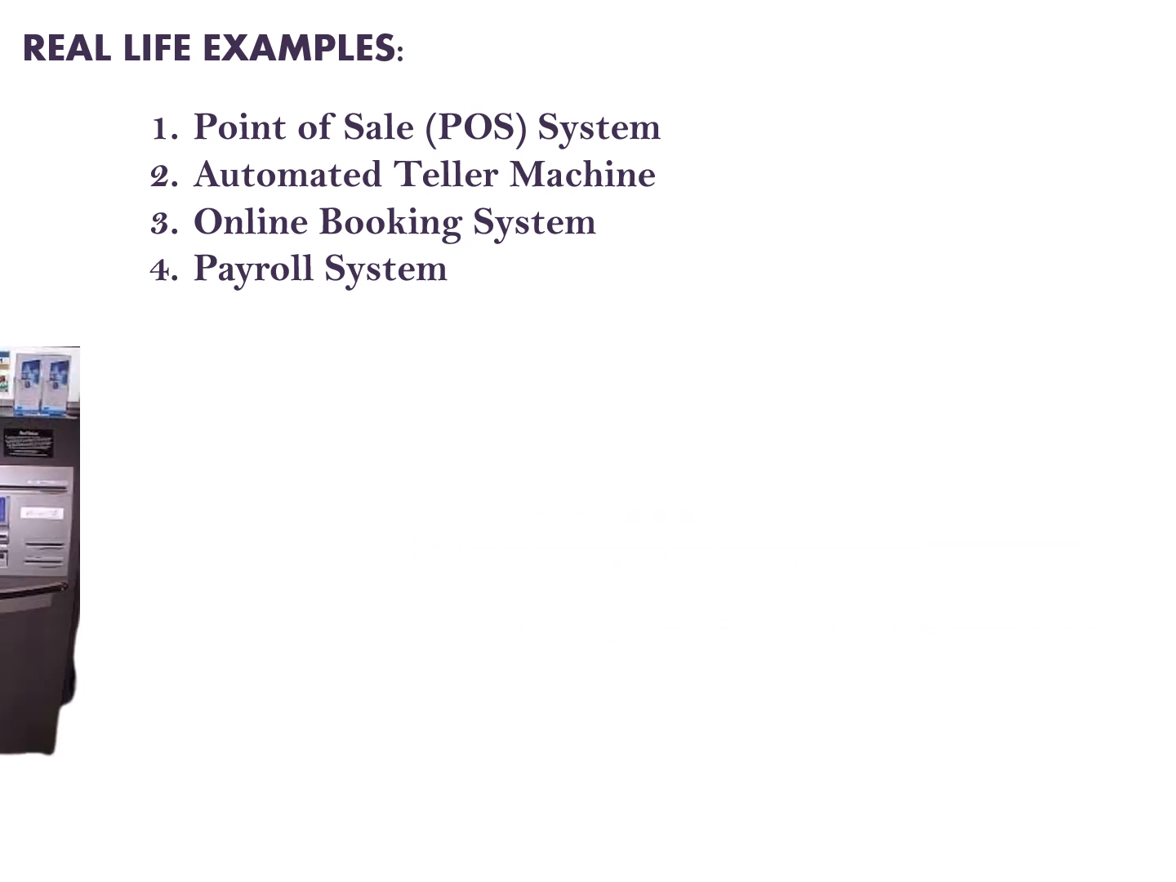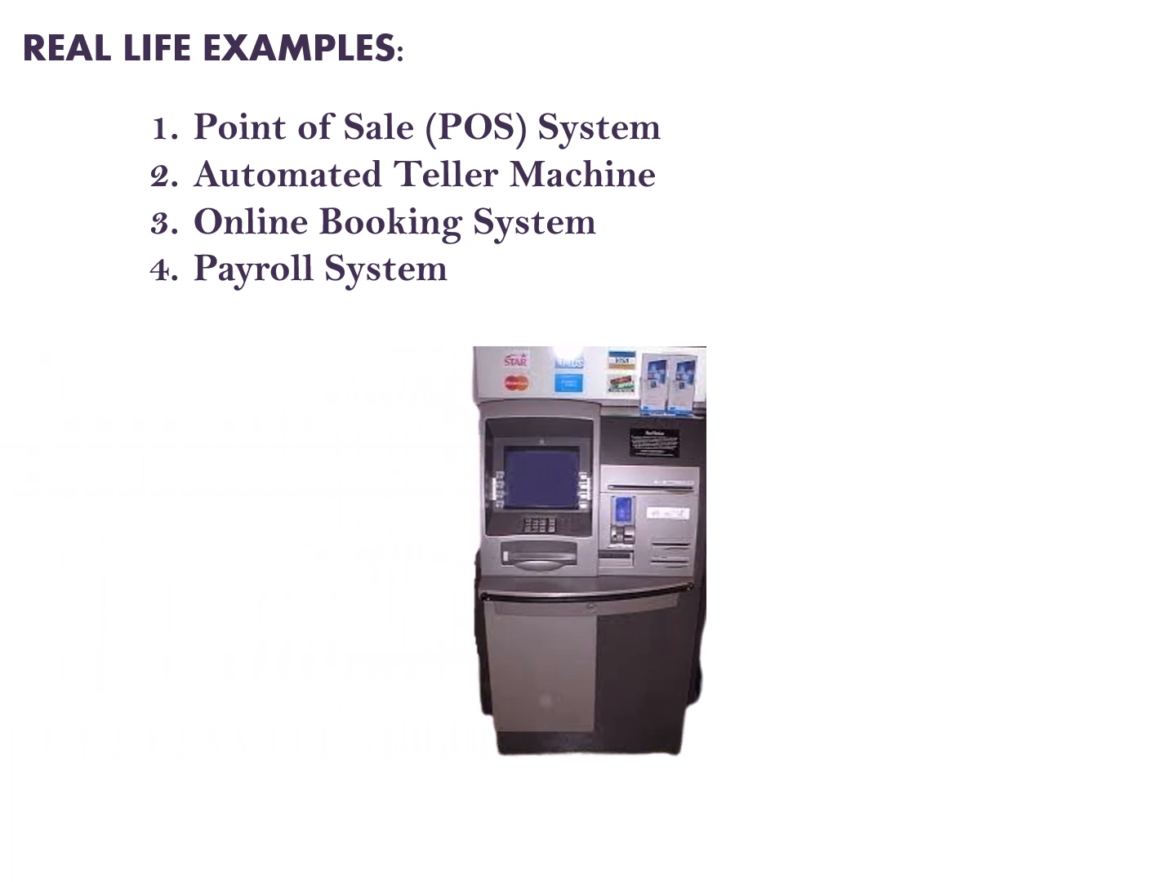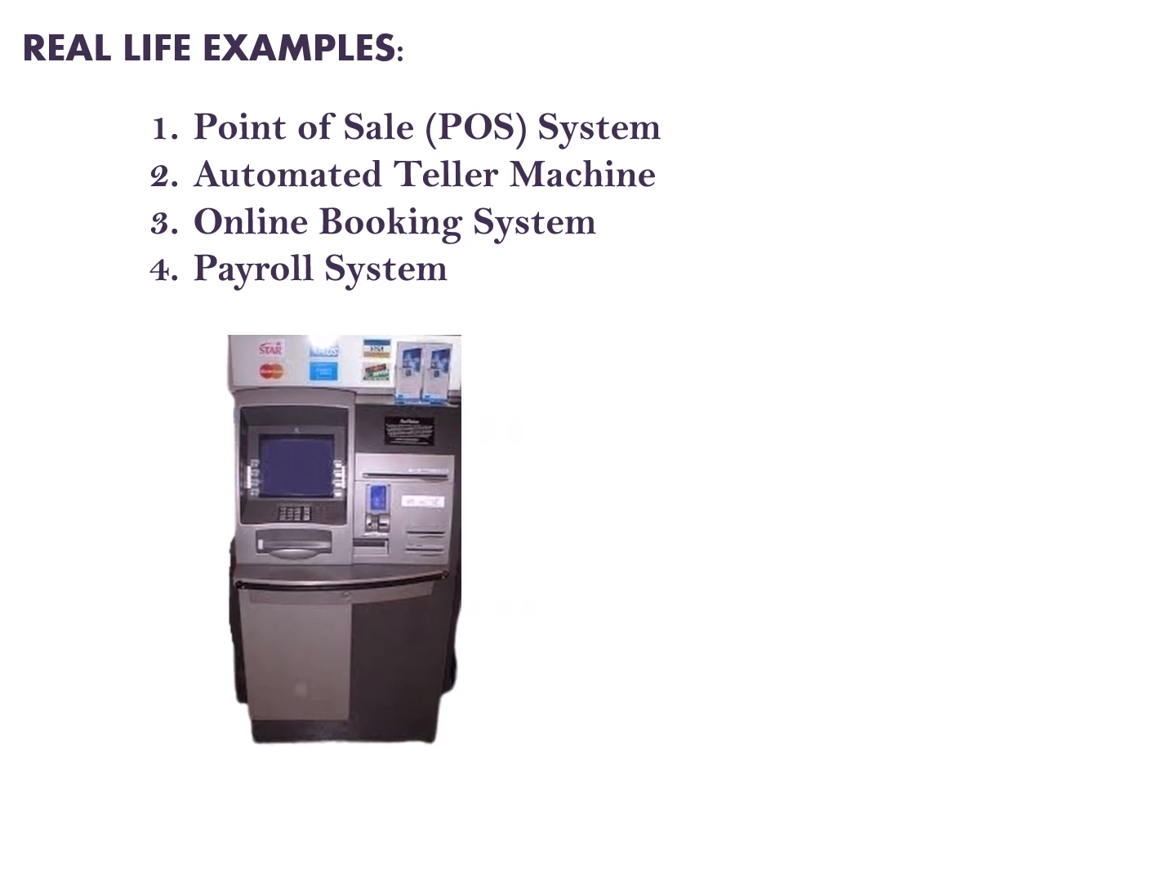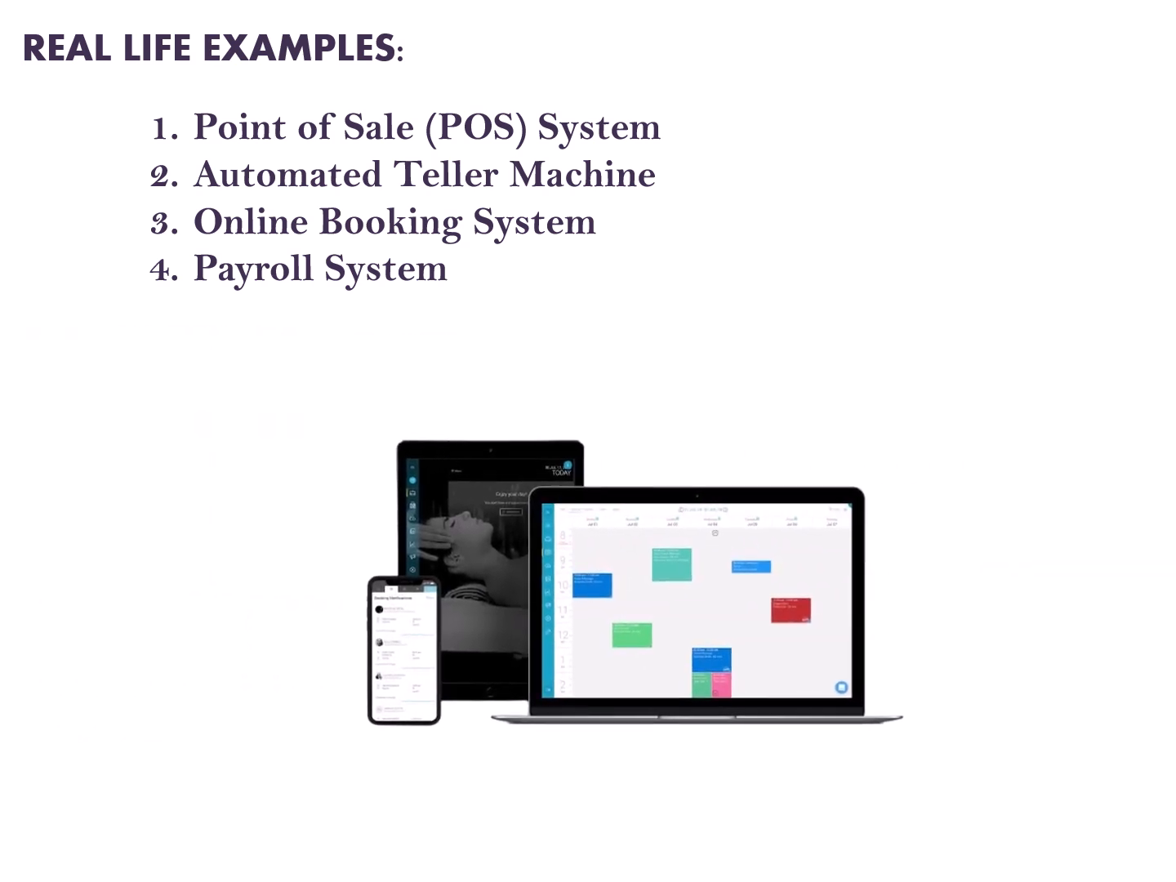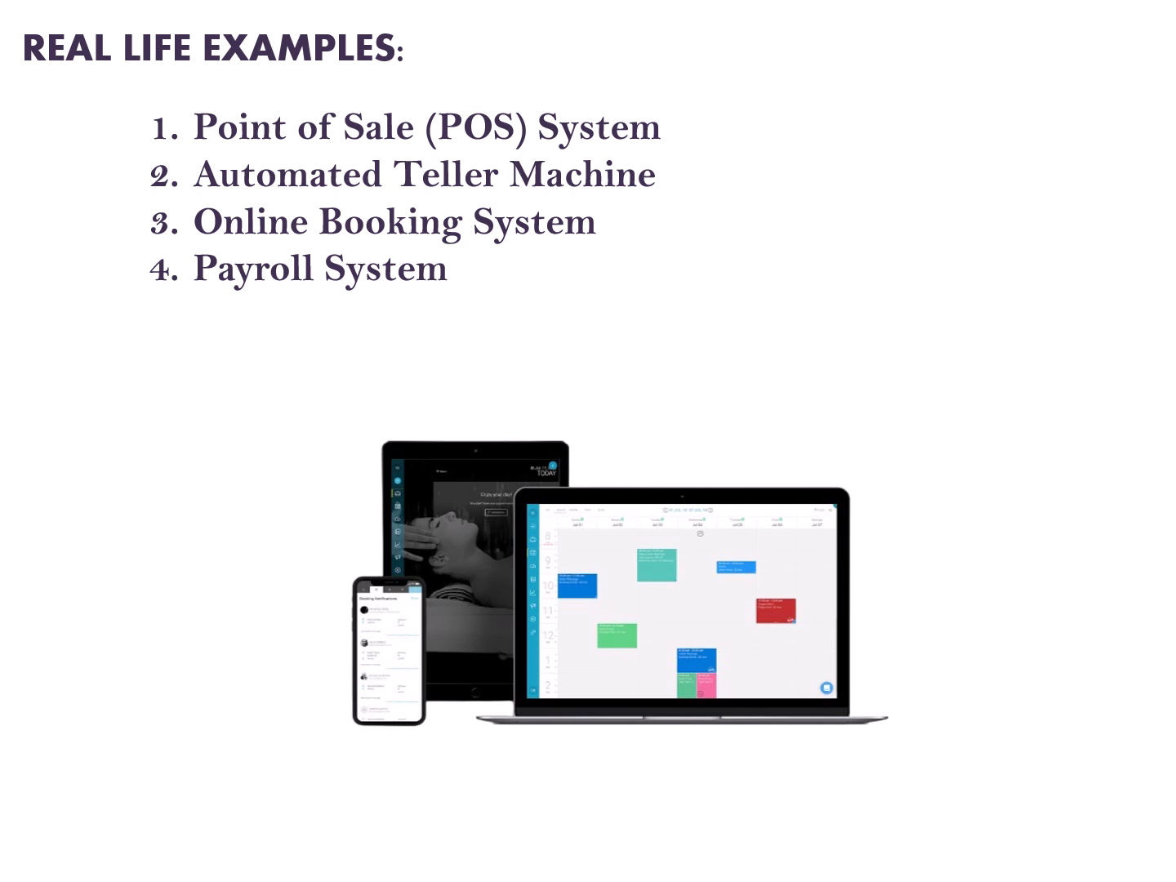Second is the automated teller machine, or ATM. It is the BDO or Landbank ATMs that you see in the mall where you withdraw money. It processes withdrawals, deposits, and balance inquiries in real time. Third, online booking system. It is a website where you book a flight or reservation, may it be Cebu Pacific or Airbnb. So it processes reservations, confirms payments, and updates availability.